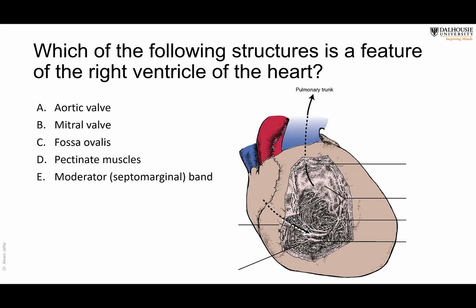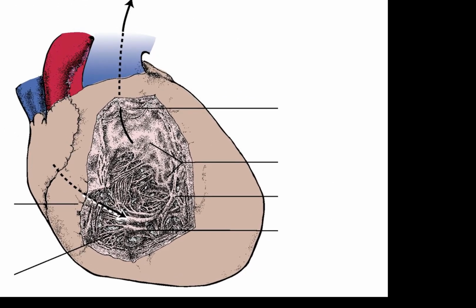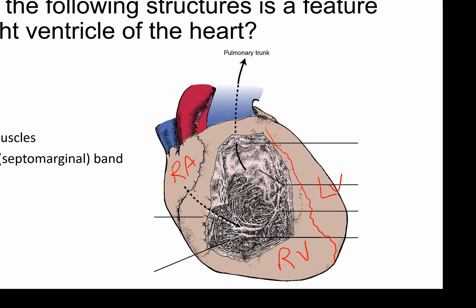So which of the following structures is a feature of the right ventricle of the heart? Here you can see the heart in the anatomical position. This is the right atrium, and that's the anterior wall of the right ventricle open, and that should be the place of the interventricular groove. And here is the left ventricle.